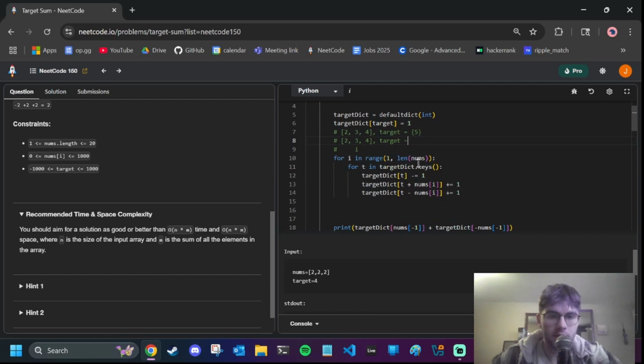for t in target dict dot keys. So now that'll just be 5, and it's 5 1. So it'll do 5, and it will say, okay, 5 is going to go down to 0. That's what this does. Now t plus nums of I. So what is t? T is 5. So t plus nums of I would be 5 plus 3. So now it's 8.